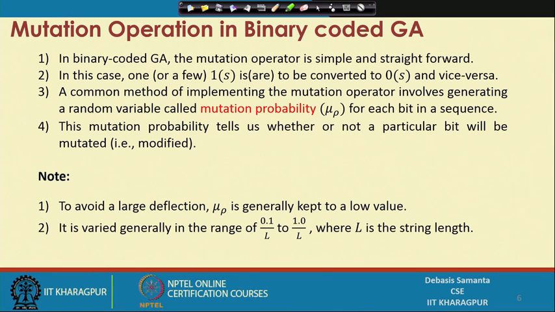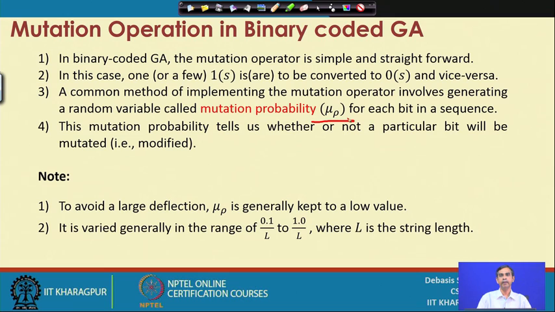To decide it, we have to follow the mutation probability. That means, for each bit position we have to decide the mutation probability, and based on this mutation probability we decide how many bits are to be flipped, reversed or interchanged. So, this is one parameter that the user has to decide. We denote this mutation probability by the symbol mu rho, and there is a heuristic: this mu rho should be a very low value.